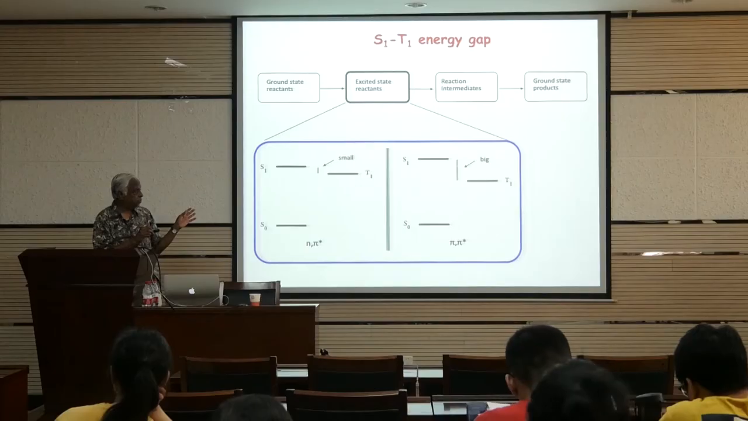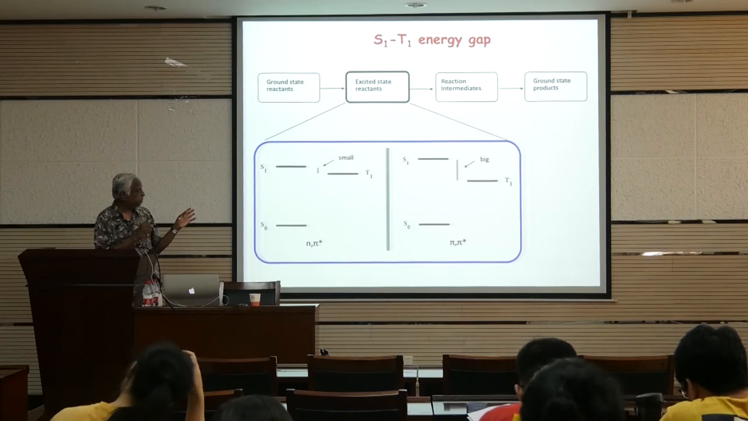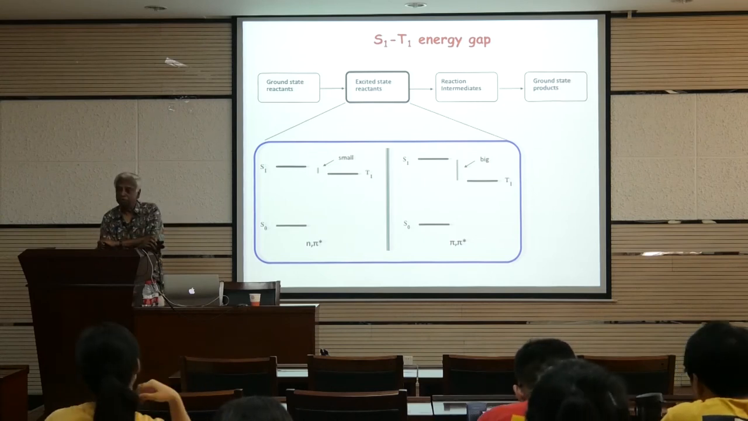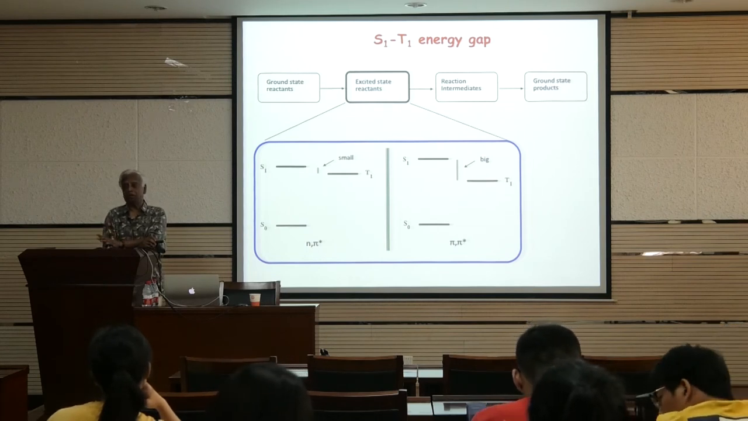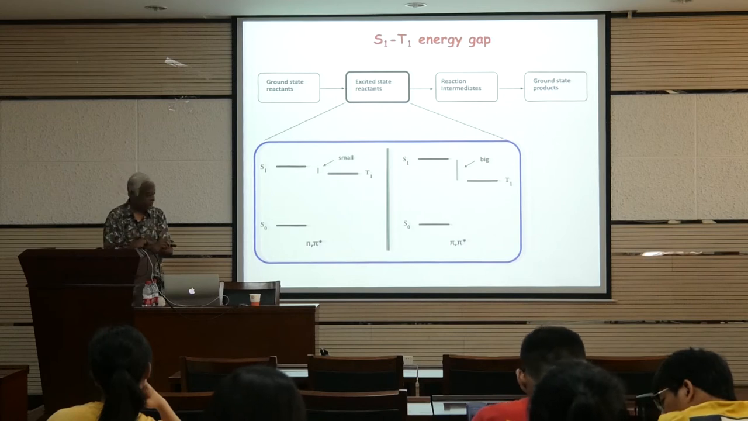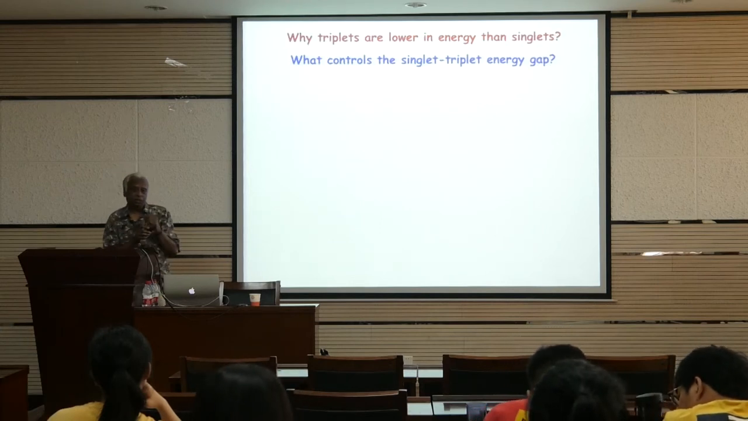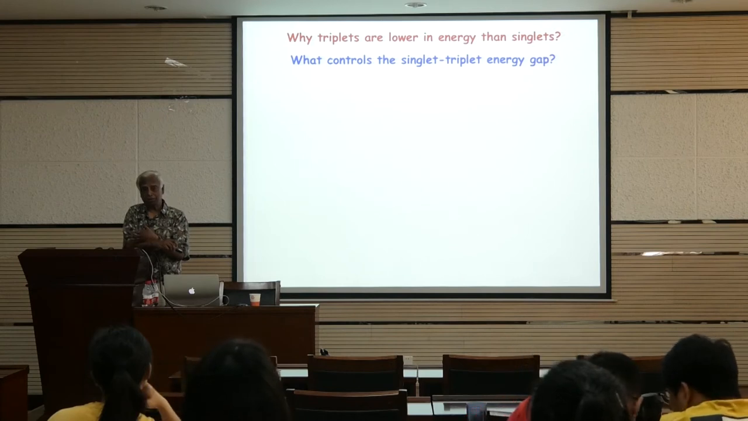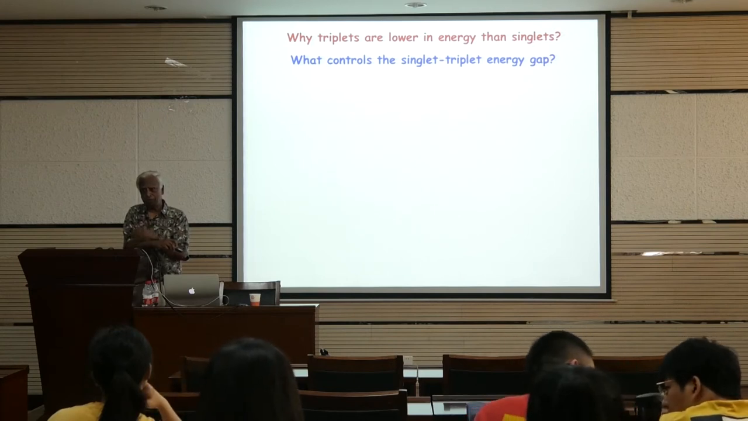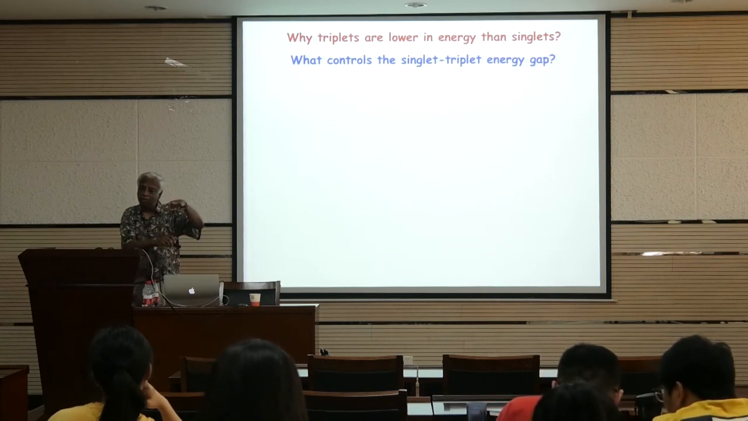Always, but if you notice here, there is no fixed number for this gap. Some of them are small, some of them are large. That also depends upon where the electrons are. This is a very important topic because in photochemistry, we talk about singlet and triplet all the time. You have to have a feeling for what is singlet, what is triplet, what the energy gap is. What controls the gap? It's a little bit of equations.